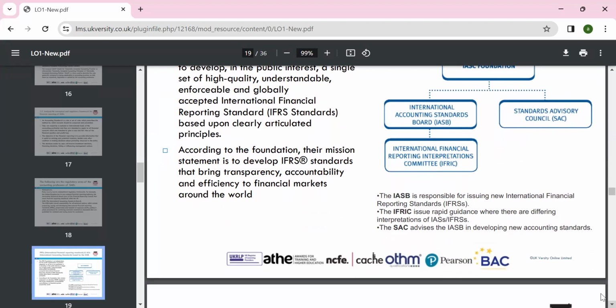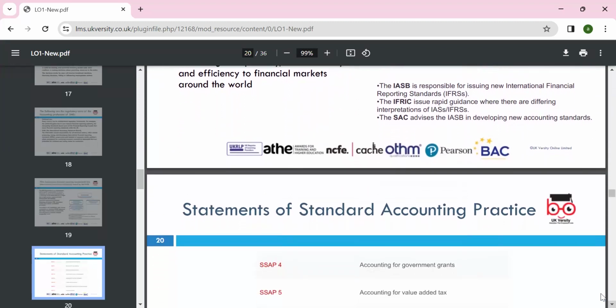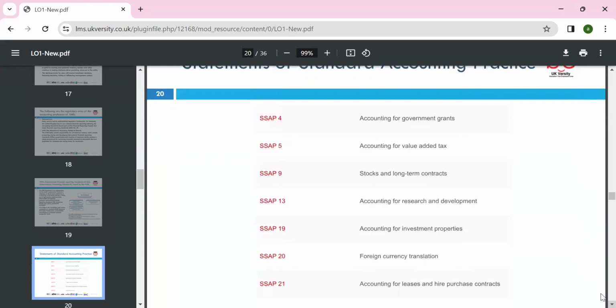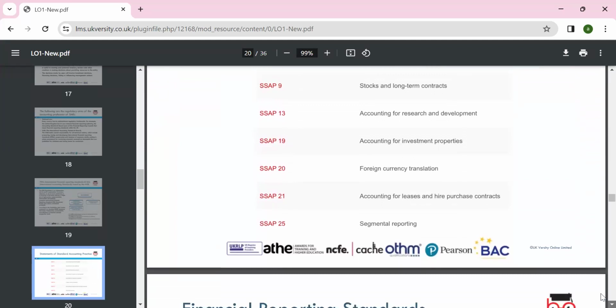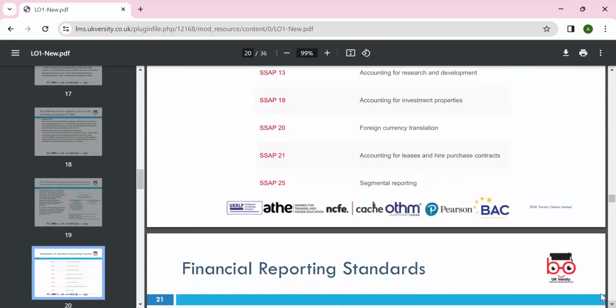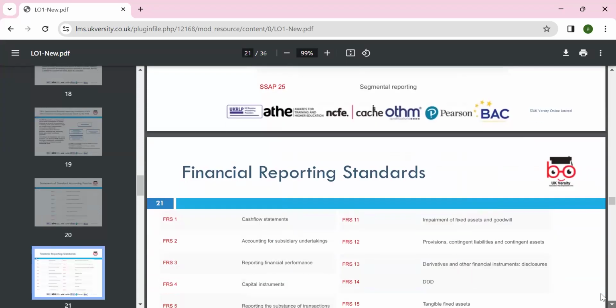We have the new financial reporting standards, and we have SSAPs. We can look around advisory international accounting standards. We can look around SSAPs: accounting for government grants, accounting for value added tax, stock and long-term contracts, accounting for investments, foreign currency, and accounting for leases under the SSAP. So these are the SSAP standards.